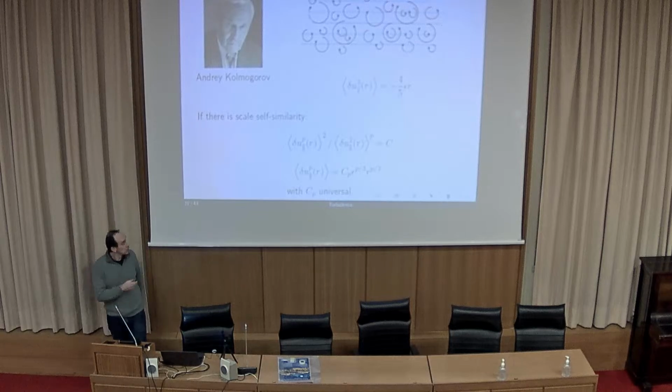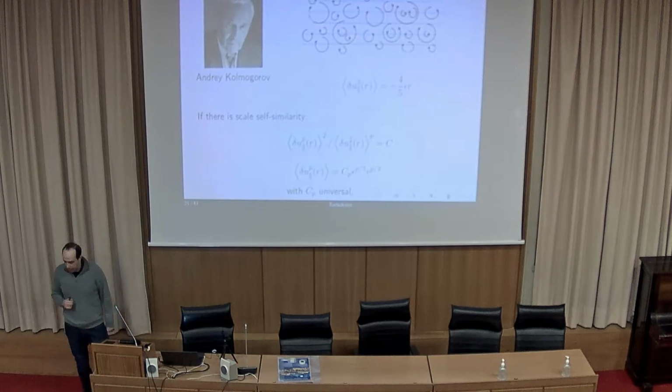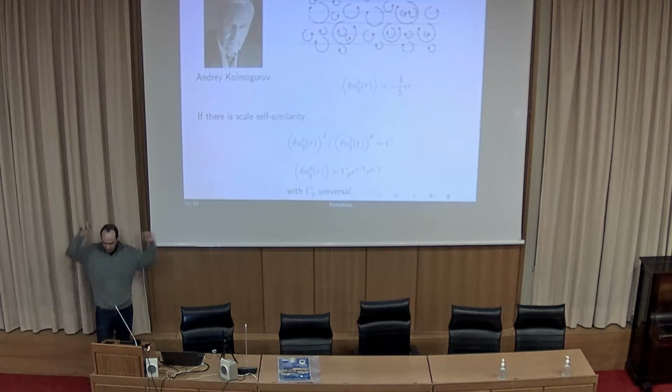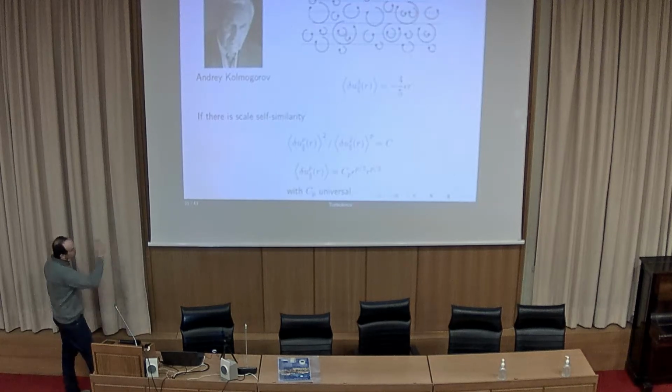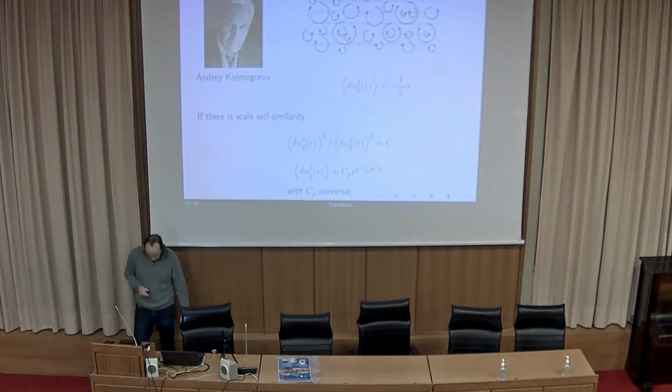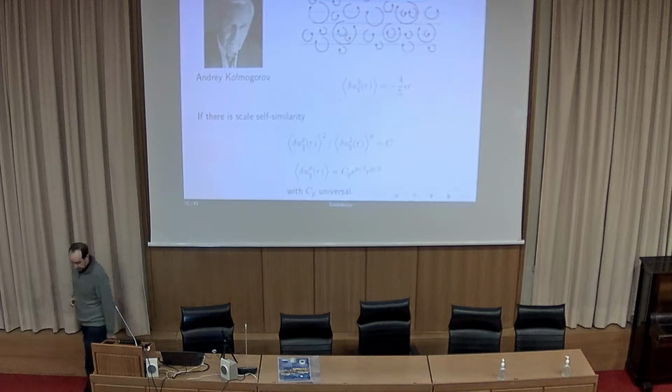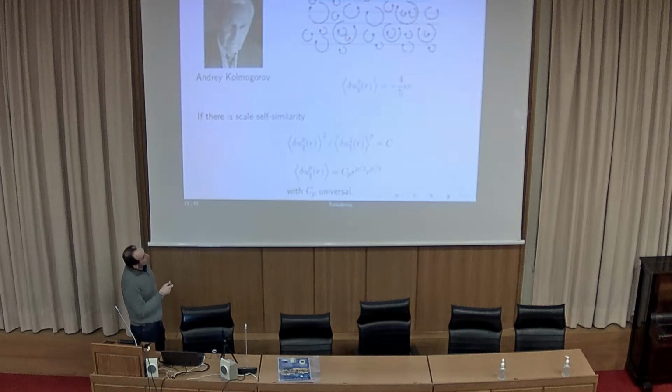Okay? R is the distance between the two points, averaged over all possible positions. It assumes isotropy and homogeneity, I should say that. So that is something that is mathematically true.